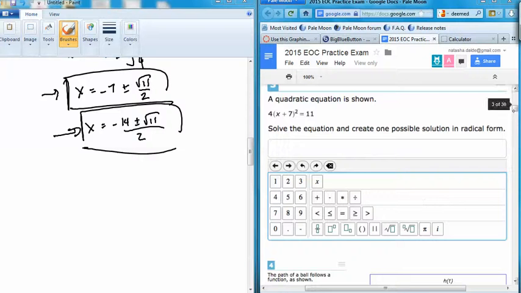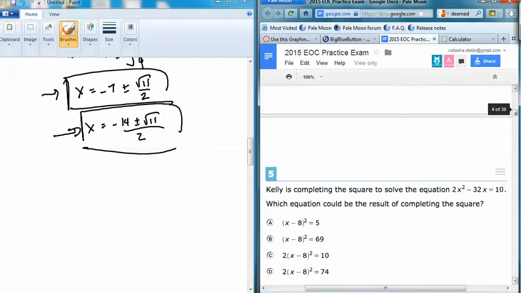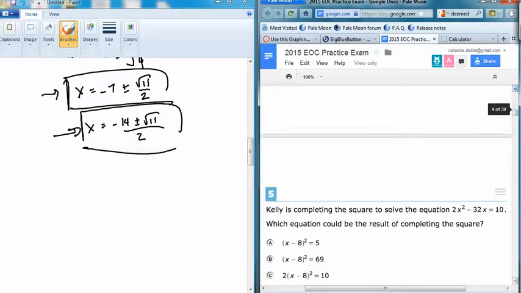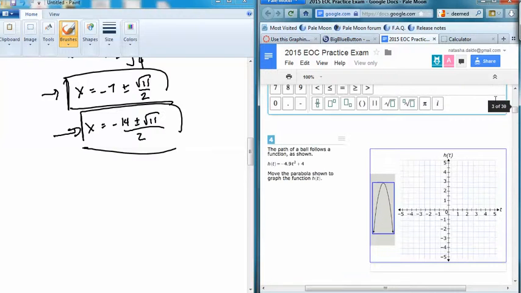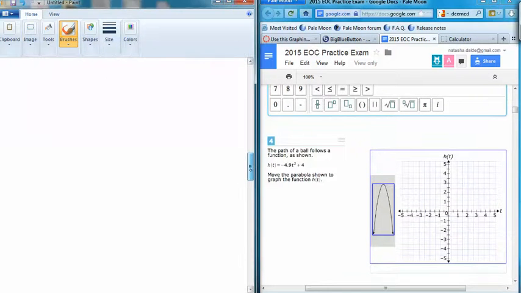Alright, so the next question says a ball follows that path. I want to graph it. Alright, how do I graph this? Well, let's see.